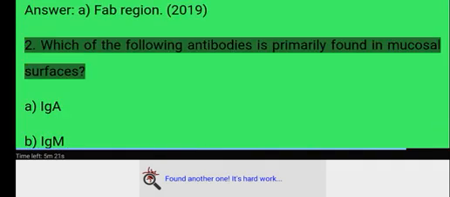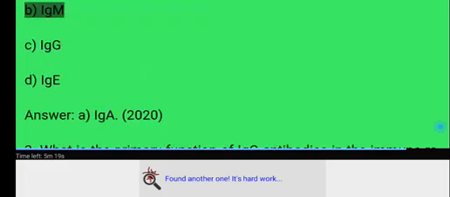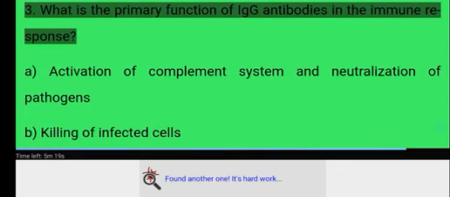2. Which of the following antibodies is primarily found in mucosal surfaces? A. IgA. B. IgM. C. IgG. D. IgE. Answer: A. IgA.